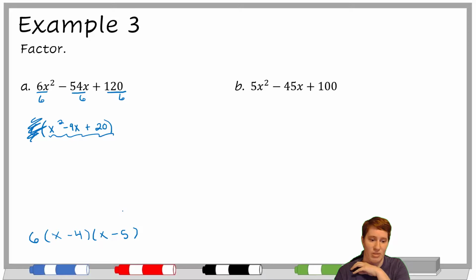And this may be a little bit confusing because the 6 is at the very front, and you may be like, I don't really know how that all works. Basically, we're saying that we multiply 3 things together and get our original problem, 6x squared minus 54x plus 120.